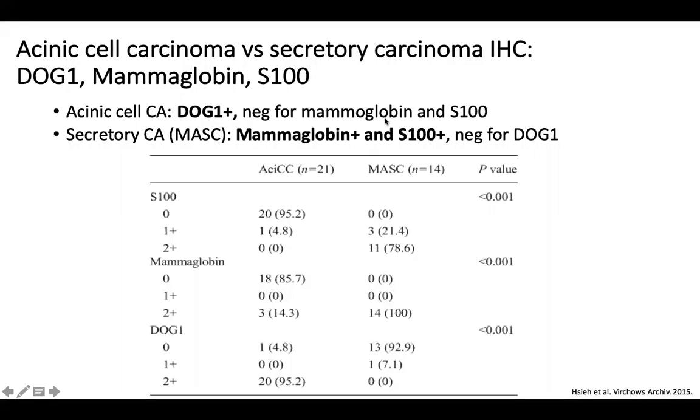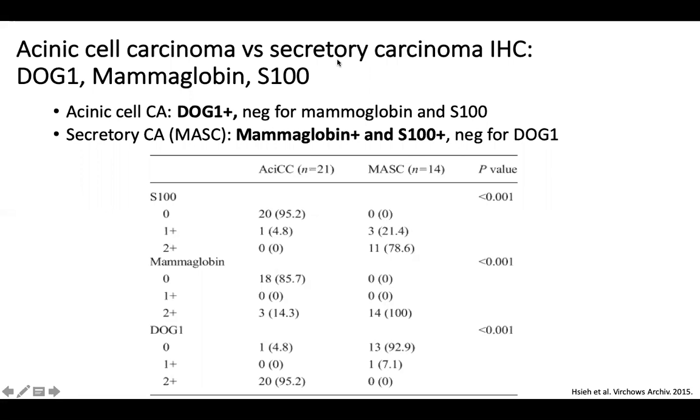And then let's say you don't have NR4A3, like most institutions in the world. You can still use some old standby IHC to differentiate this from acinic cell carcinoma. So acinic cell carcinoma is going to be positive for DOG1. It's like 95% of these acinic cell carcinomas in this study were positive for DOG1, and it'll be negative for mammaglobin and S100, whereas secretory carcinoma will be positive for mammaglobin and S100, negative for DOG1. So if you just do these 3 stains, you should be able to differentiate them, and you usually don't have to send it for molecular to make the diagnosis.